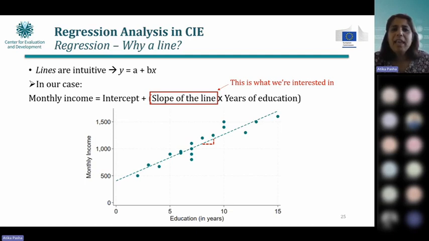And then we are interested in the slope of the line, which is basically the b that we were previously talking about. So now I've just replaced the b with a different definition, which is the slope of this line. And this is now again coming back to our regression line that we are talking about.